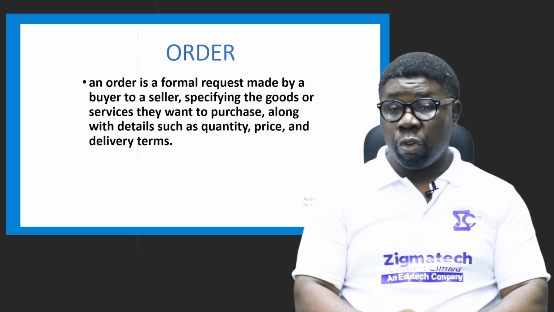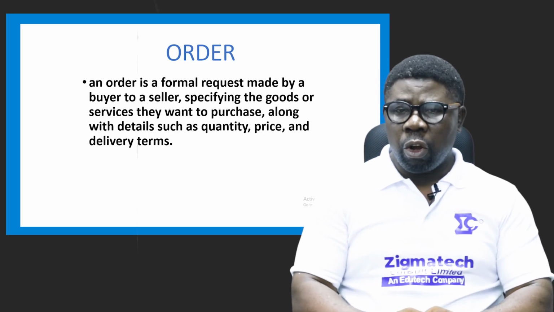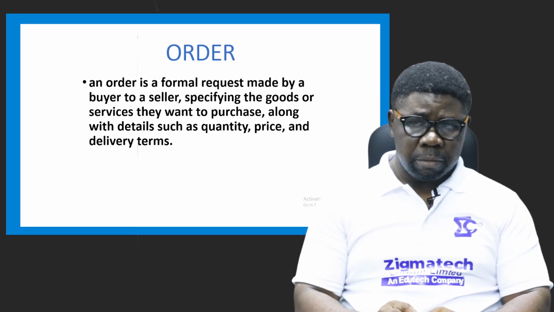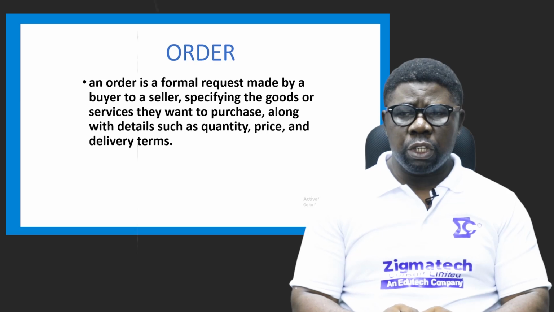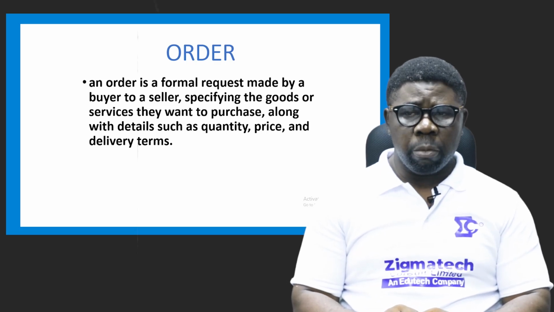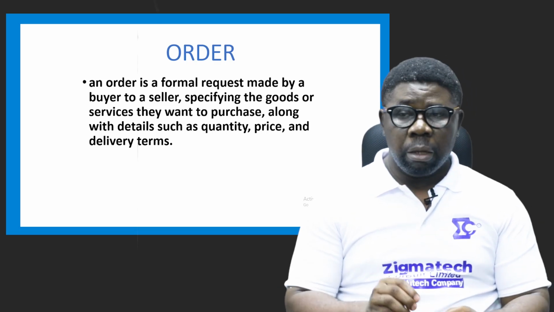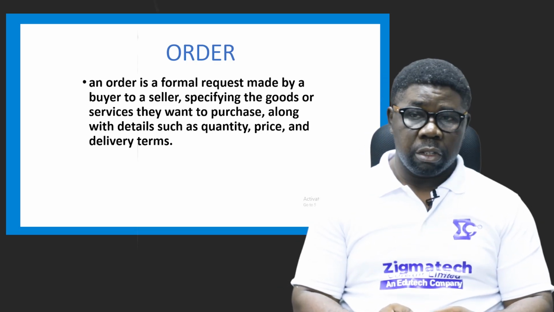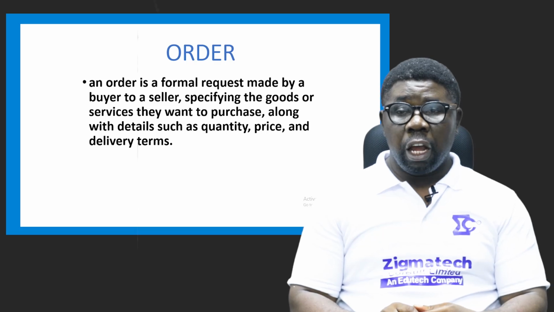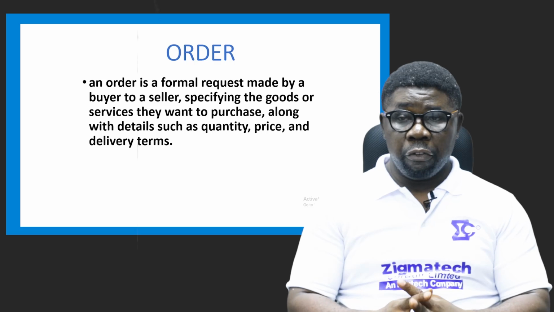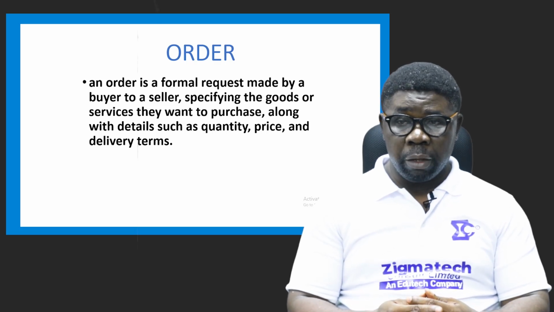These are documents that are used in home trade transactions. Now, an order is a formal request made by a buyer to a seller, specifying the goods or services they want to purchase, along with details such as the quantity, the price, and the delivery times. So I may choose how my goods will be delivered to me from the seller. Of course, I have the right to do that if I want it that way.